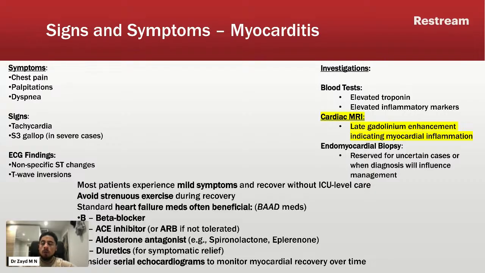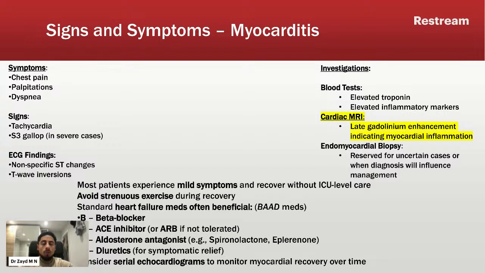Again, ECG findings are usually non-specific. You'd have ST changes that are not really specific. So in an MI, leads 2, 3, aVF can indicate an inferior MI, and leads V4, V5, V6, and lead 1 could indicate a lateral MI, etc. However, with myocarditis, the ST changes are not specific to a certain area of the heart. They're generalized ST changes, which can be indicative of myocarditis. You can also often see T wave inversions.